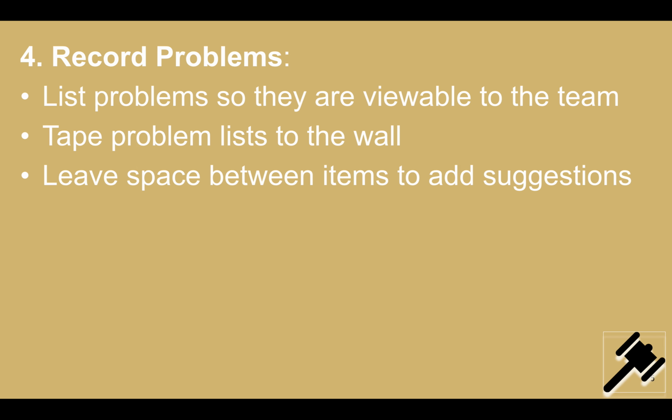Number 4, you want to record down the problems. You, as a person facilitating and doing the debriefing, you want to list the various problems so they are viewable to the team, such as on a big whiteboard or on some big pieces of paper, like on an easel. If you're choosing to do something more analog and you write them down as lists on paper, you want to tape the problem list to the wall, and you want to leave space between the items to add suggestions in case there are other subsidiary problems or maybe some further fixes you want to add to them.